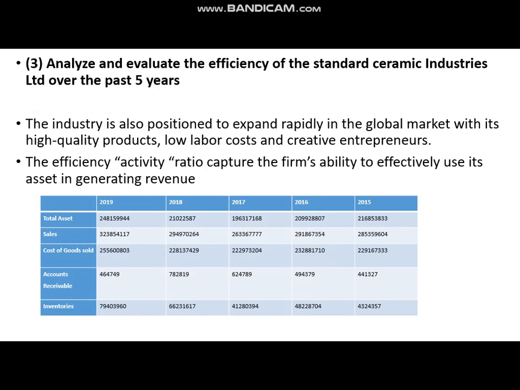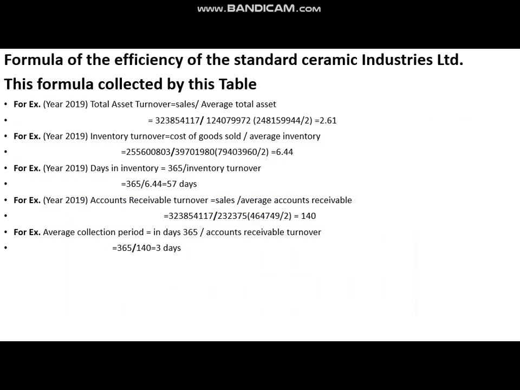Then question 3. Analyze and evaluate the efficiency of Standard Ceramic Industry over the last 5 years. The industry is also positioned to expand rapidly in the global market with its high quality products, low labor cost, and creative entrepreneurs. Efficiency activity ratios capture a firm's ability to efficiently use its assets in generating revenue. The table of total asset, sales, cost of goods sold, accounts receivable, and inventories. The formula of efficiency for Standard Ceramic Industry Ltd. The formula is for 1 year.